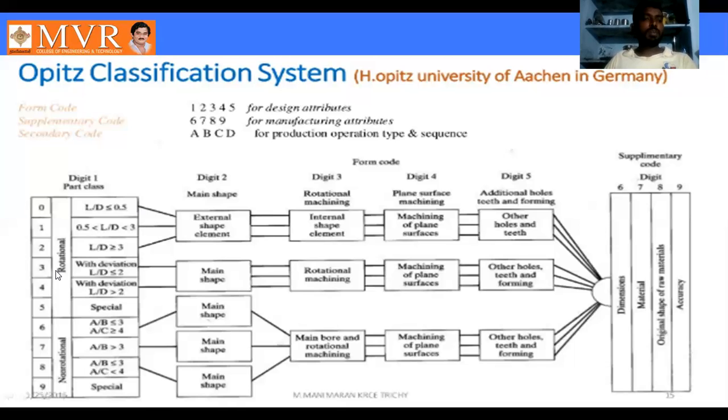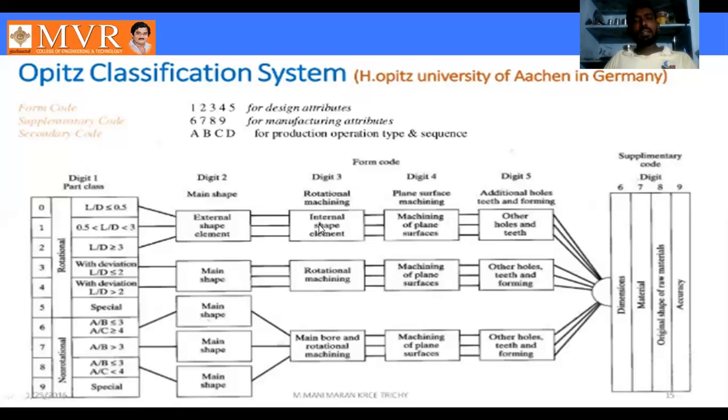So it is a rotational one. So 6 to 9 onwards it is a non-rotational one, it is a manufacturing attributes one. So we can go for manufacturing attributes. See here, first of all we can choose 1 2 0 1 2 3. So it is external shape element one, that is the main shape one. So we are getting main shape, we can go for rotational one. So internal shape element one, it is the external shape main shape one.